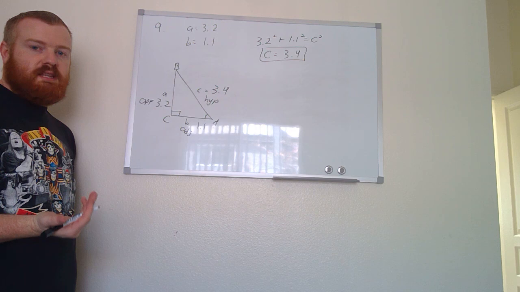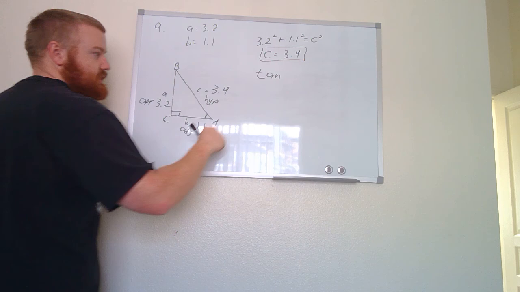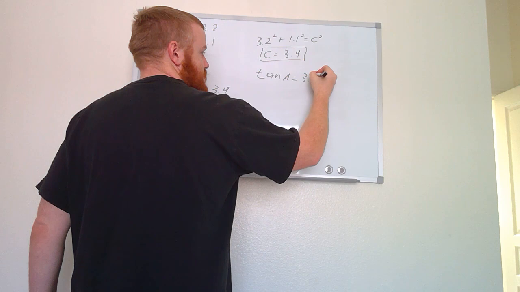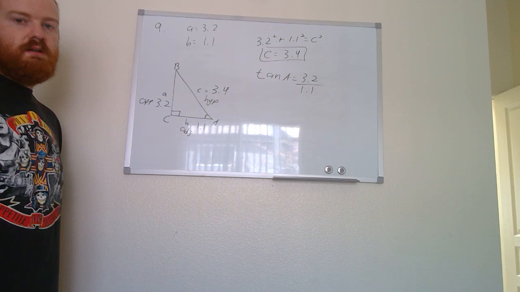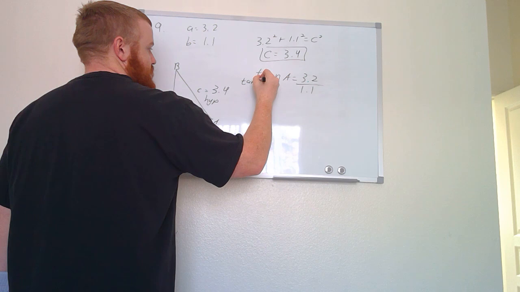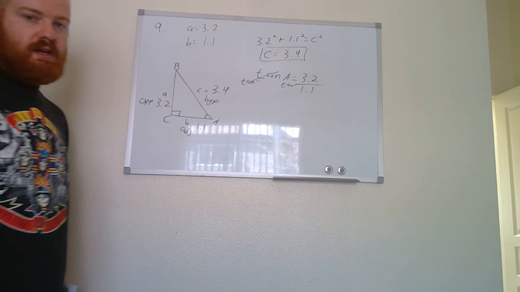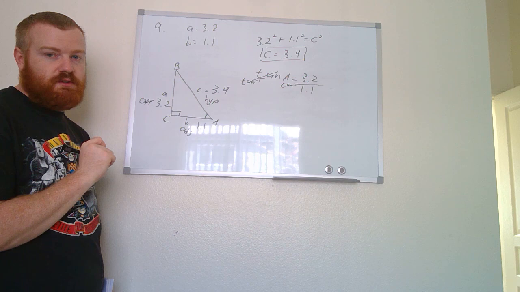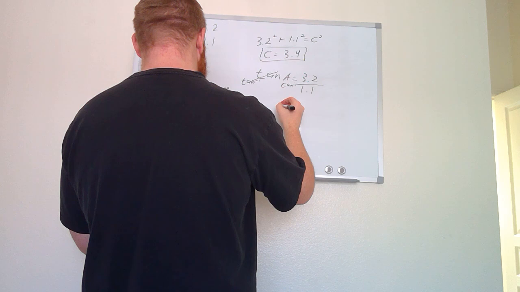So we will set this up as the tangent of our angle. So the tangent of angle A is equal to the opposite, which is 3.2, divided by the adjacent, which is 1.1. Now this is where we use the inverse trig function. So we're going to take the inverse tangent of both sides. Now in the calculator, you're going to do inverse tangent, so second and then tangent, and then in that fraction, you're going to do 3.2 divided by 1.1. If you plug that into your calculator, you should get that that angle is approximately 71 degrees.